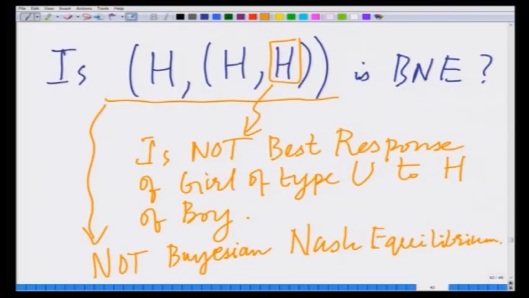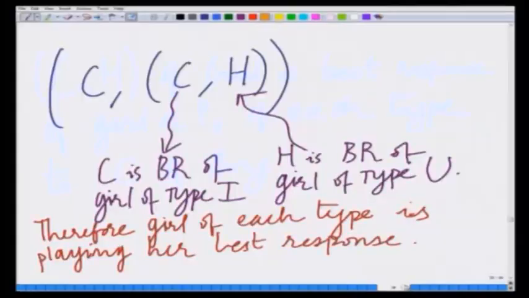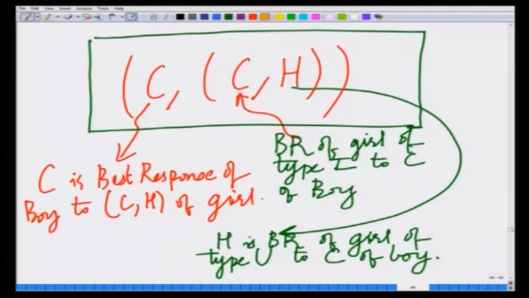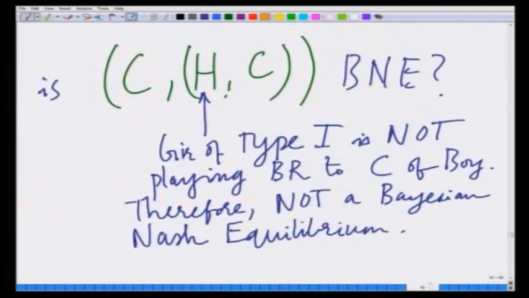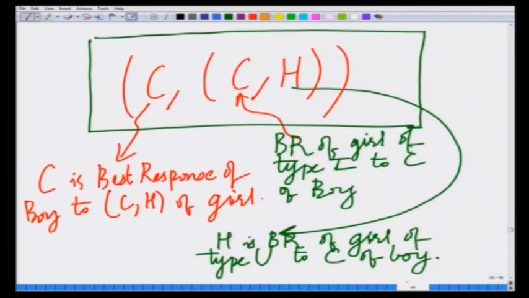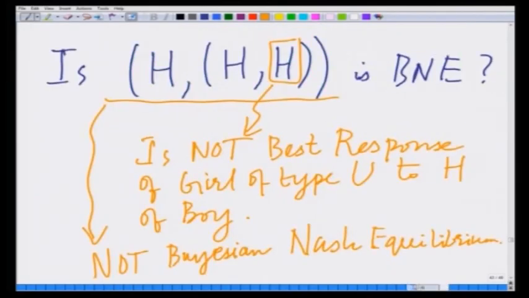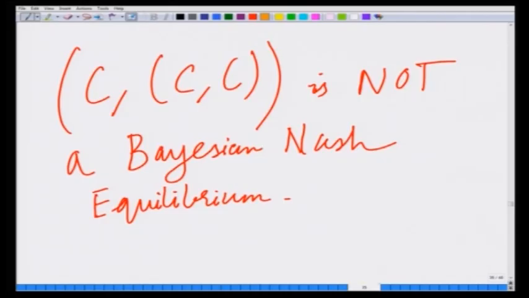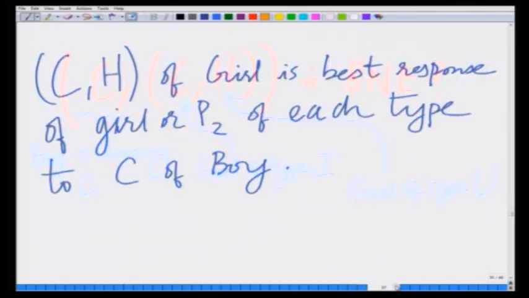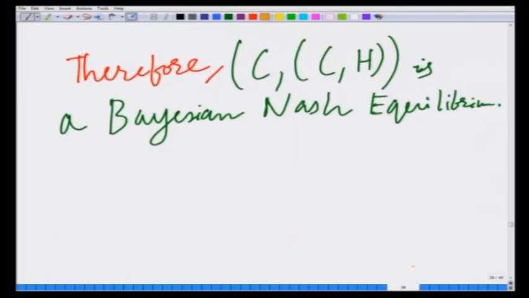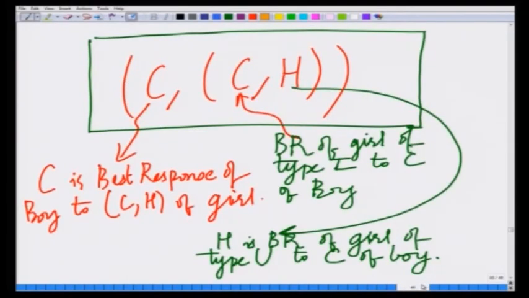So, we eliminated all possible choices, and therefore, we have deduced that the only Bayesian Nash equilibrium of this game is C comma C comma H. Therefore, C comma C comma H is the only Bayesian Nash equilibrium, and it is a Bayesian Nash equilibrium of this game.